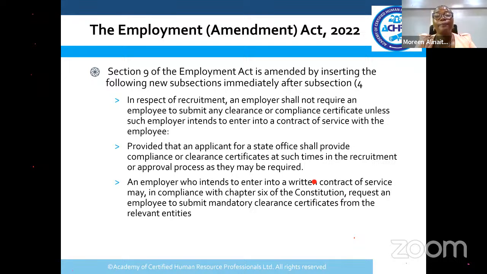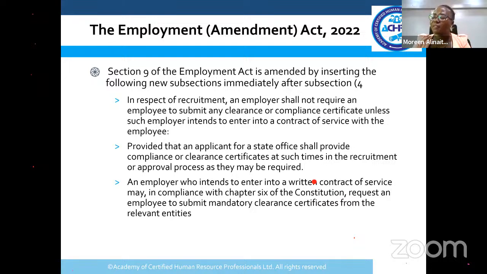So it has been changed. When recruiting, an employer shall not require an employee to submit any clearance or compliance certificate unless such employer intends to enter into a contract of service with the employee. Right? Provided that an applicant for a state office shall provide compliance or clearance certificates at such time in recruitment or approval process as they may be required. So it doesn't mean that they are exempted. Now this one is referring to state office.